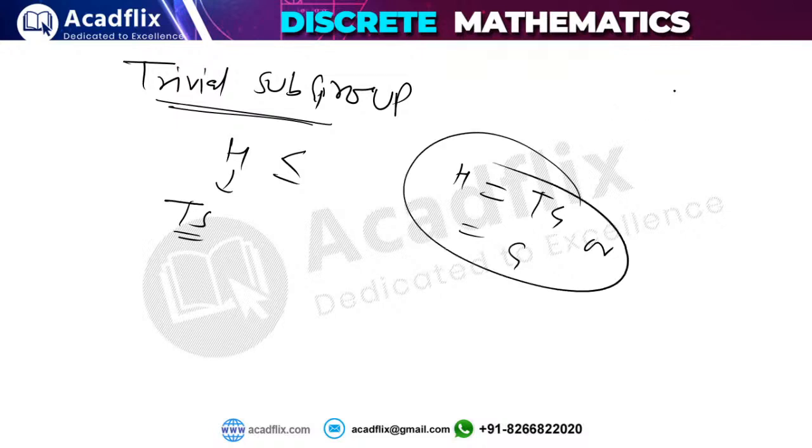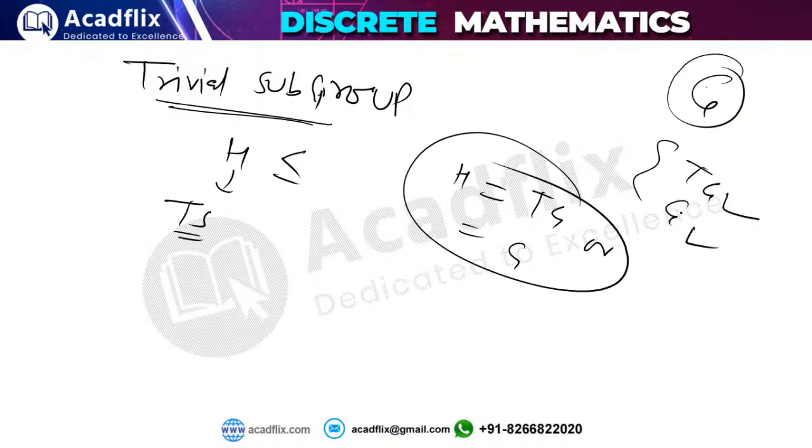Remember, I told you, if you have any group G, then the trivial group and G itself will definitely be subgroups of G. This we have already seen. These are called trivial subgroups. Why do we call them trivial subgroups? Because for every group these subgroups will be there. So we call them trivial subgroups.